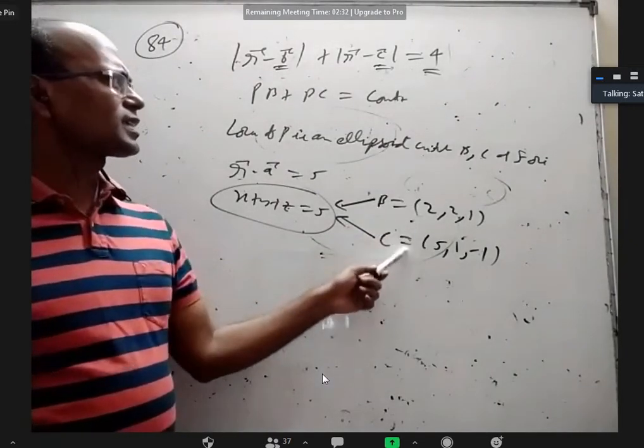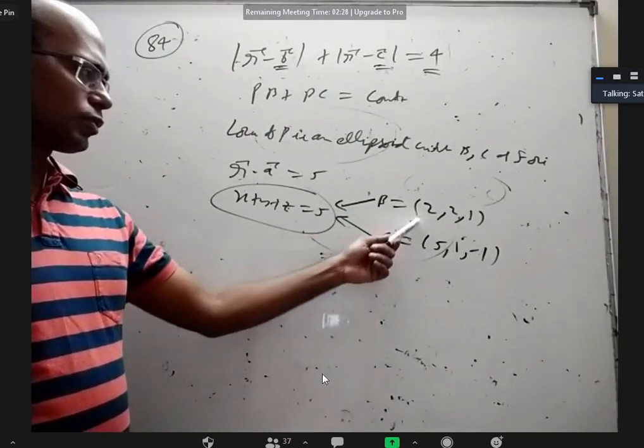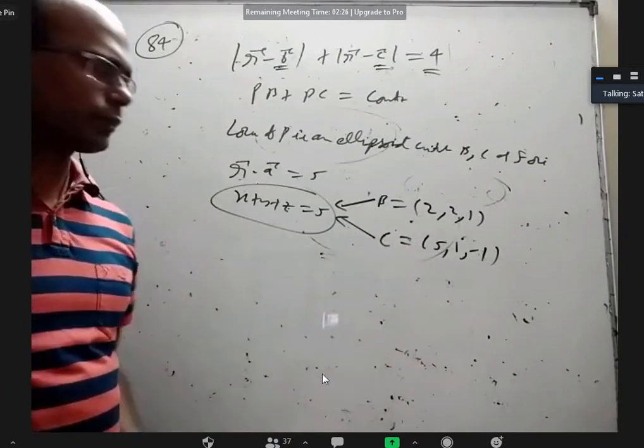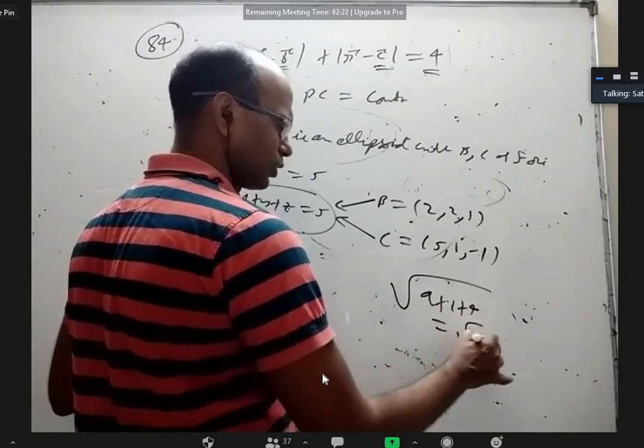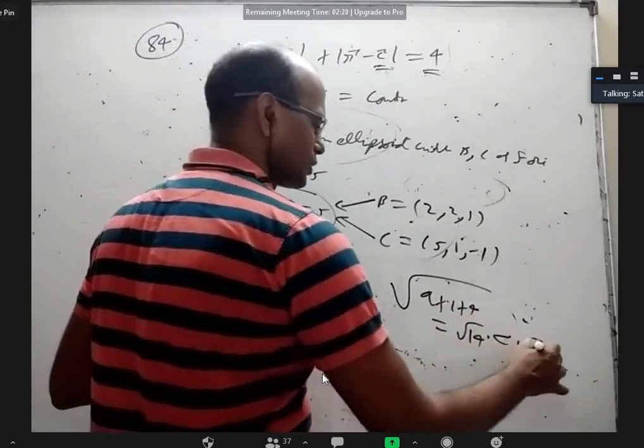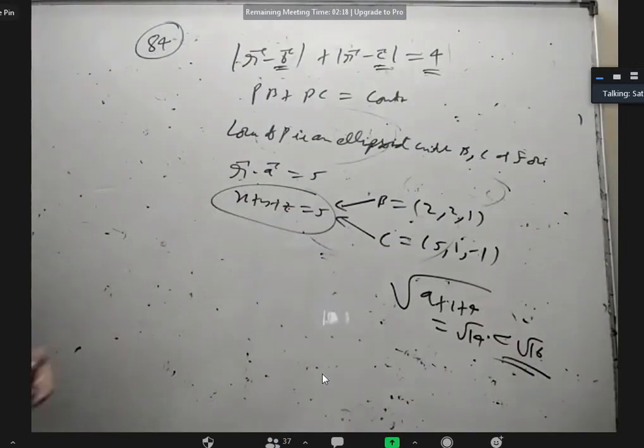Next, is the BC distance less than 4? First of all, what is the distance BC? Root over 3 square plus 1 square plus 2 square, root over 9 plus 1 plus 4, root 14, which is obviously less than root 16. Okay, so it is an ellipse only.